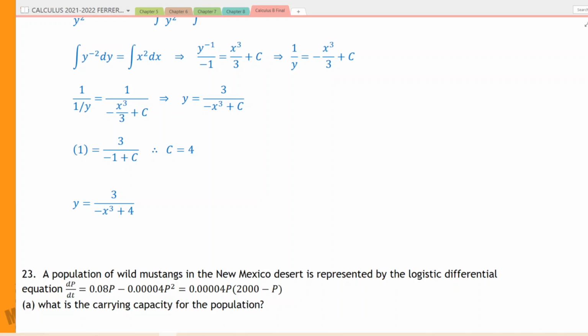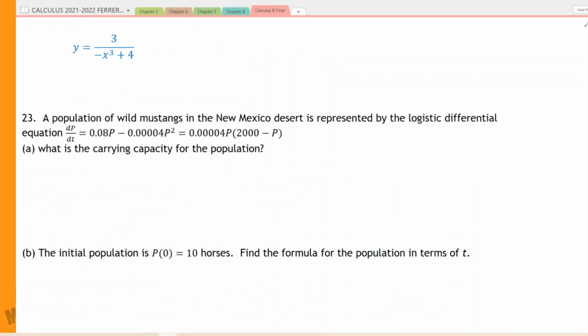Today I'm going to be continuing my set of multiple choice questions from the AP Calculus B final. We're going to start with question 23, which looks to be a logistic differential equation.